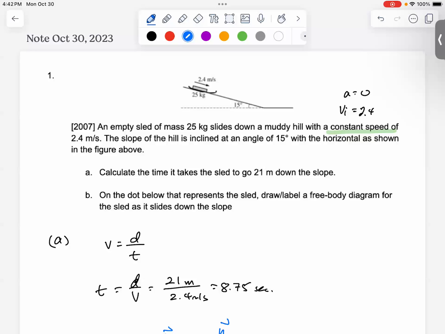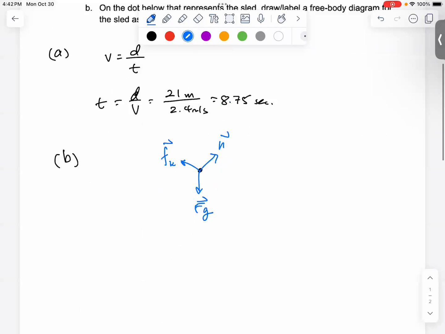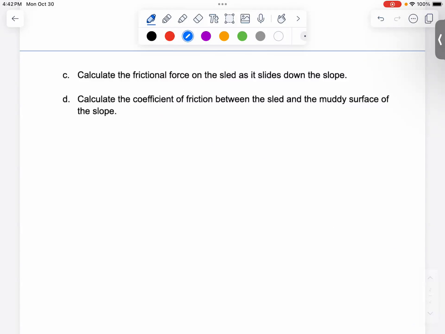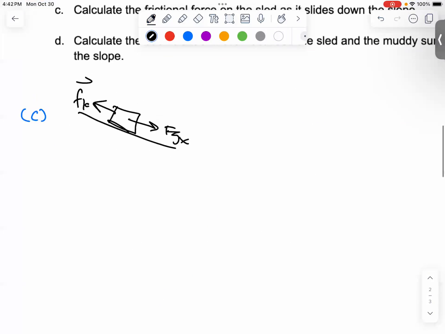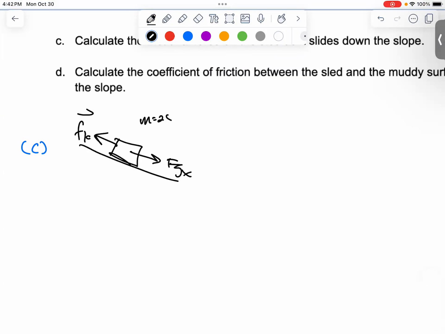If you take a look at this diagram, the only reason it could travel at a constant speed is because on the slope we have F_gx and the kinetic friction. They must equal each other. We know the mass of the sled is 25 kilograms, and the angle theta is 15 degrees. So the kinetic friction is basically the value of F_gx, which is mg sine theta.